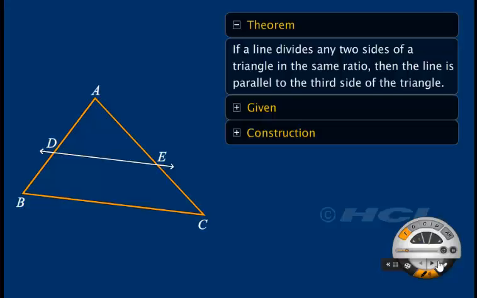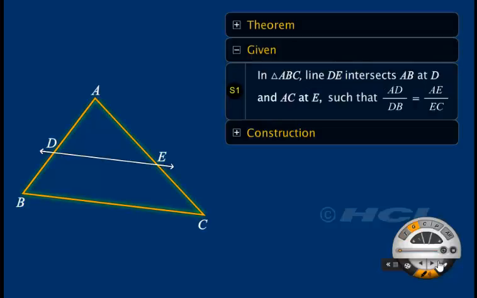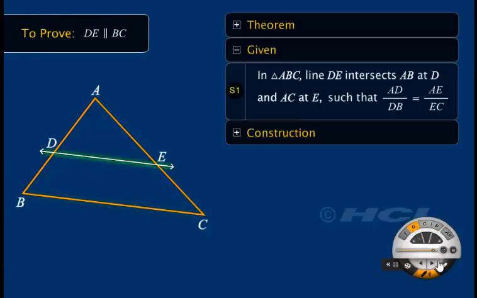Now, let's see the converse of the basic proportionality theorem. If a line divides any two sides of a triangle in the same ratio, then that line is parallel to the third side of the triangle. In triangle ABC, a line DE intersects AB at D and AC at E, such that the ratio of AD to DB is equal to the ratio of AE to EC. We have to prove that DE is parallel to BC.